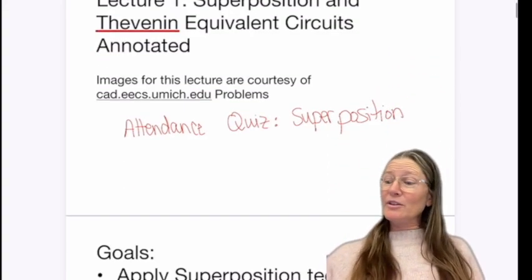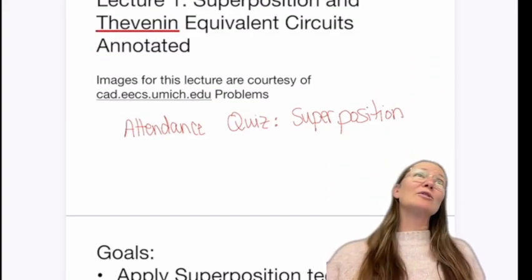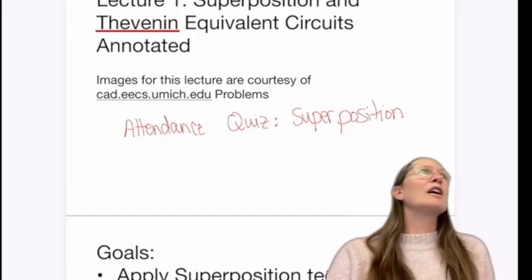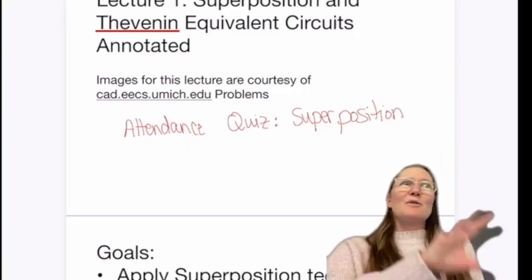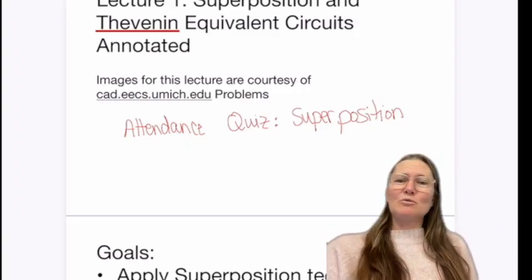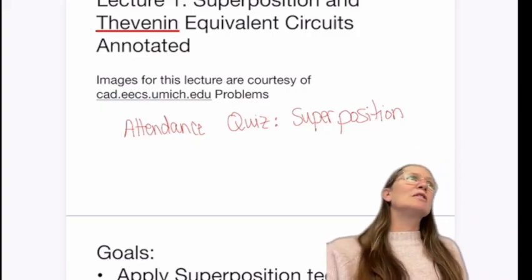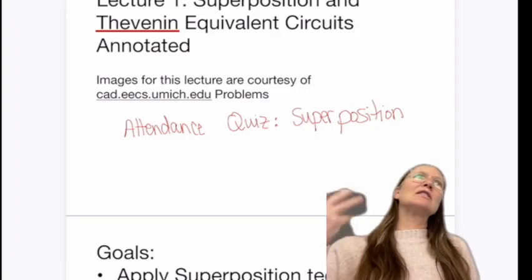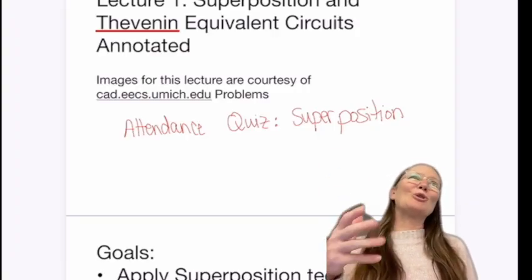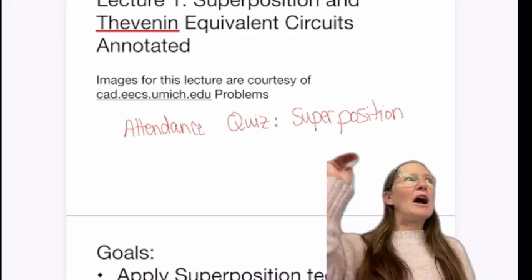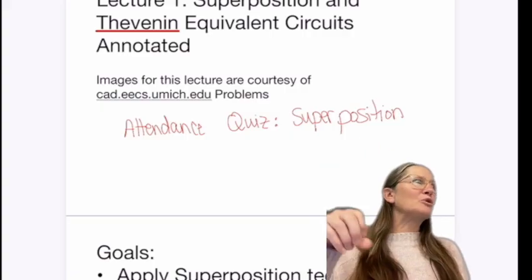All right, so the quiz attendance today is called Superposition with a capital S. That is going to be your access code. You're welcome to open it on your laptops, iPads, or phone, whatever you want. Attendance is not timed. You can take it as many times as you need to show that you have understood this material. It is a little bit higher level understanding with that multiple choice.